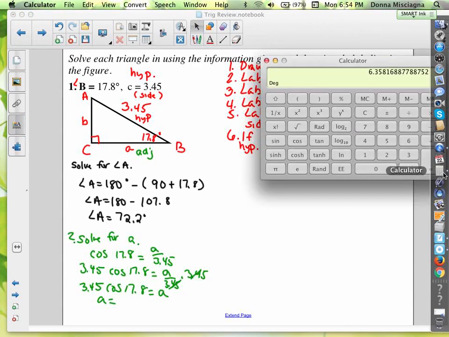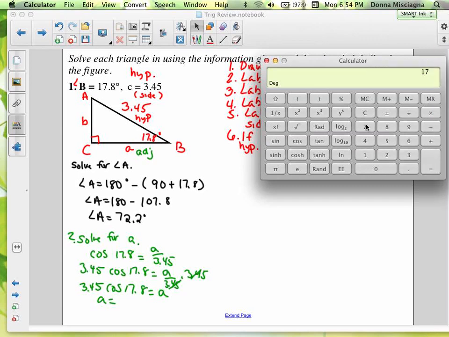So we have 17.8 cosine, and then multiply that times 3.45. Rounding to 3 decimal places, that is 3.285.